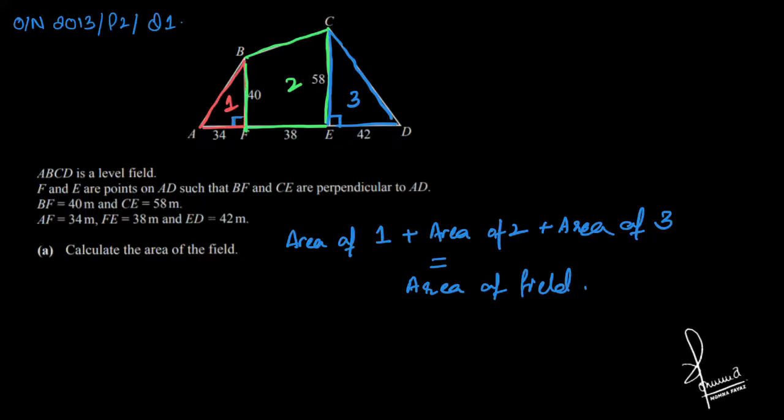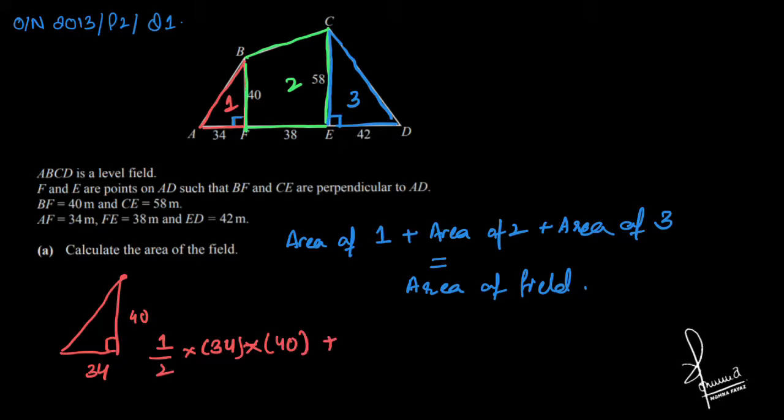So how will you find the area of 1? Area of 1, you have a right angle triangle. Let's draw it over here. It's a right angle triangle with this side as 34 and this side as 40. Now if I take 34 as my base, 40 is already perpendicular to this point over here. So half into 34 into 40.